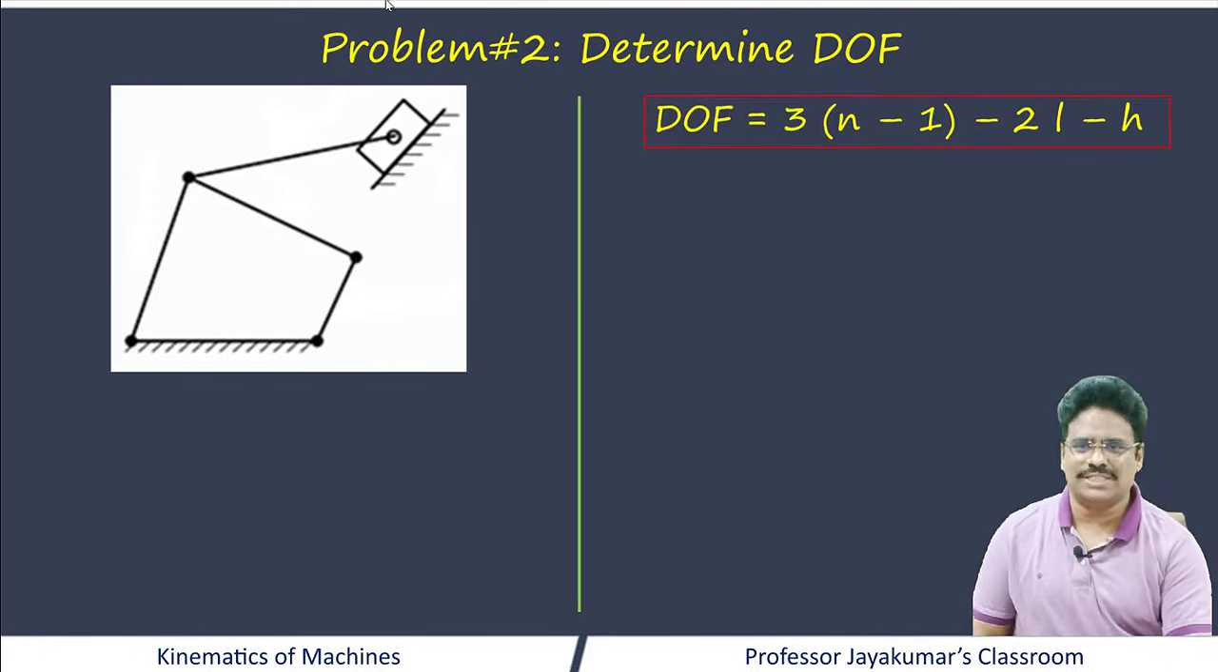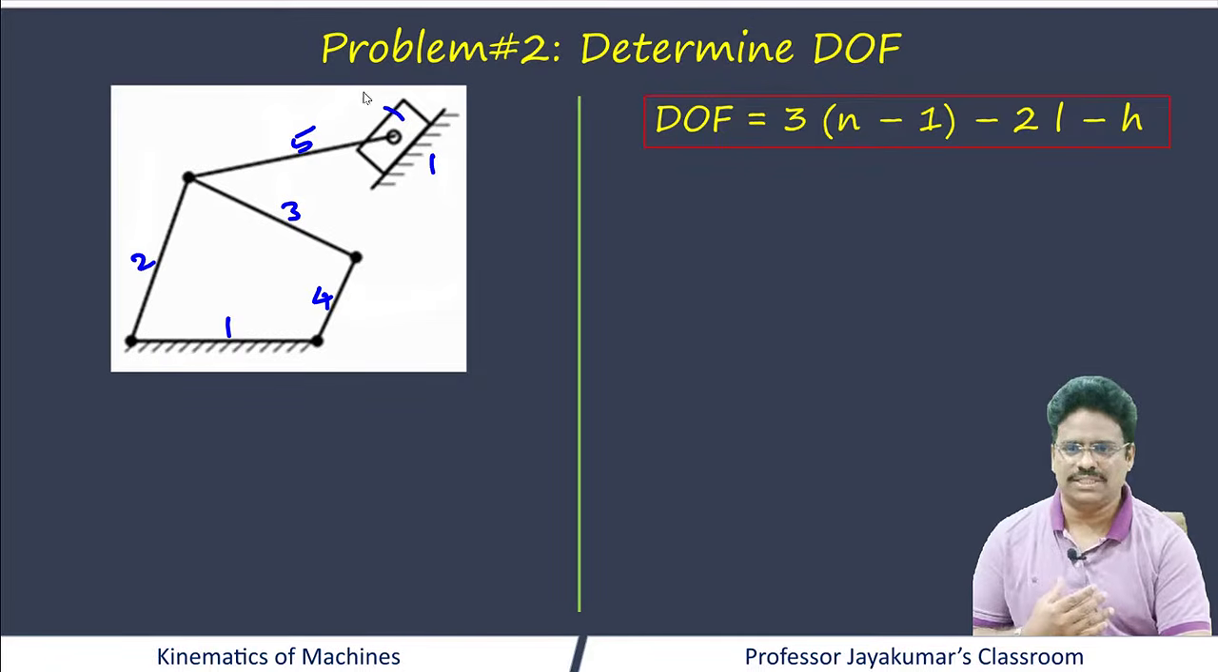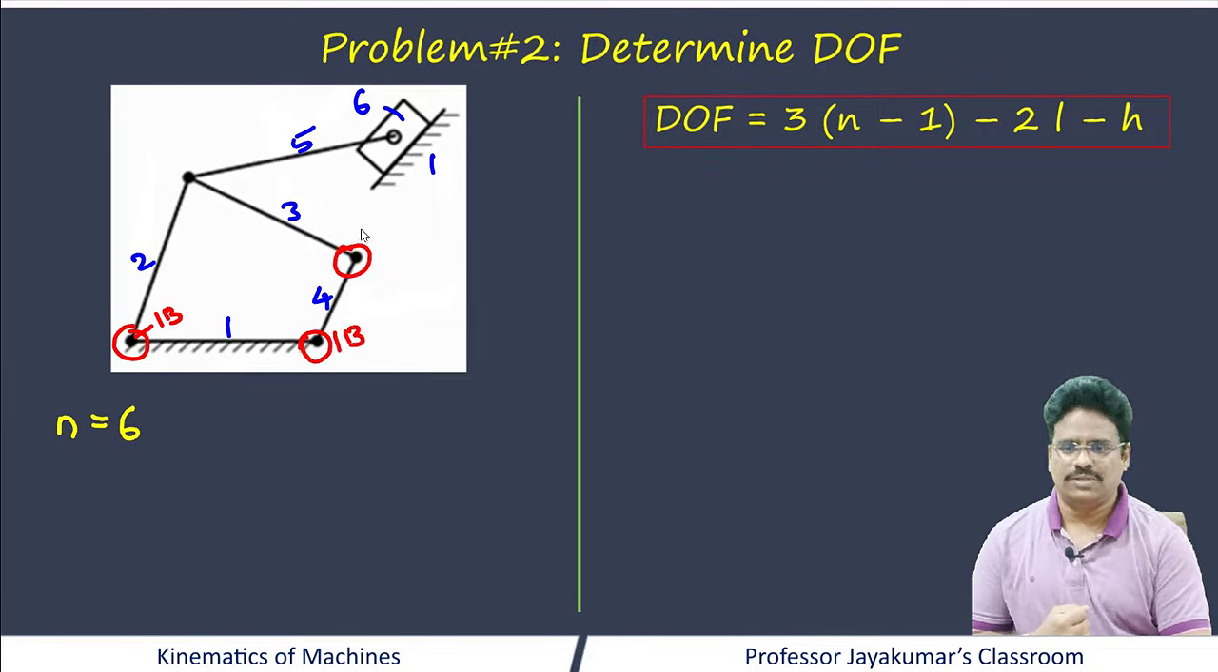As always, let us determine the number of links first. Let me go for the fixed link 1, 2, 3, 4, 5. This slider is number 6. Okay. Number of links n equal to 6. Now let us find number of binary joints. One binary here, one binary here.